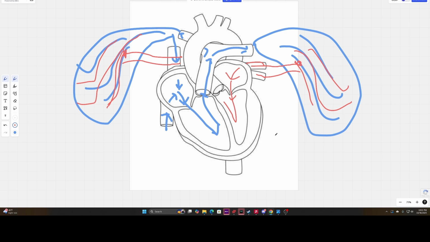And then after the left ventricle contracts, they will travel through the aortic valve right here, travel up here, behind there, and go into the aorta. So the upper part of the aorta will take blood to the upper part of the body, and then the lower part of the aorta will take blood to the lower part of the body.